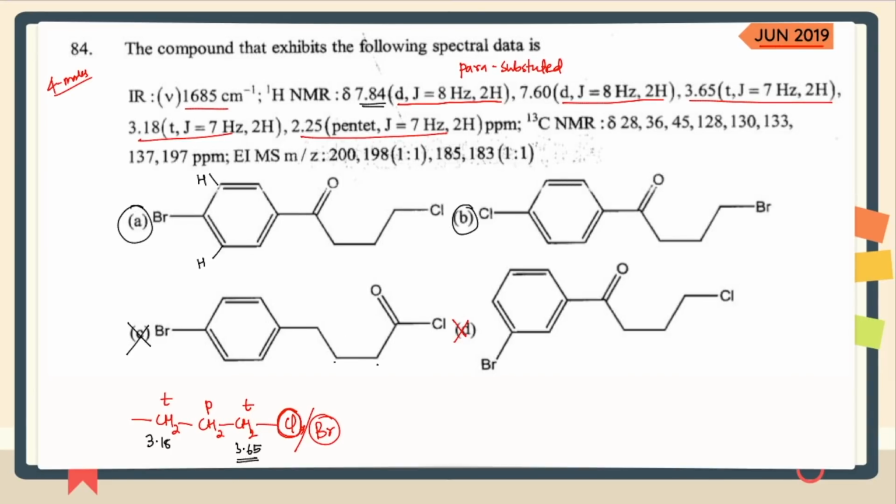Now this particular value, that is 3.65, is quite a higher value. So 3.65 giving you a triplet with your 2 hydrogen basically will only be possible if this CH2 is attached with a more electronegative group, that is chlorine, than bromine. If it is attached to bromine, the value will not be 3.65, it will be around 3.5 or 3.4, okay, 3.48 or 3.52. So the value is quite higher, that is 3.65, because it is attached to a more electronegative group, that is chlorine. So that's why the correct option for this comes out to be your option number A.